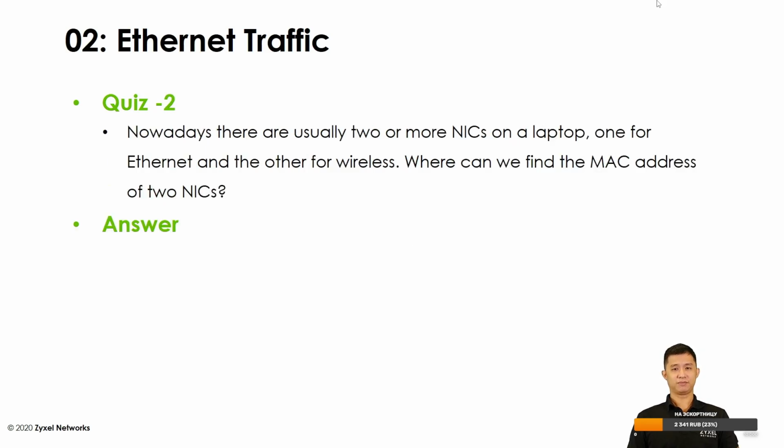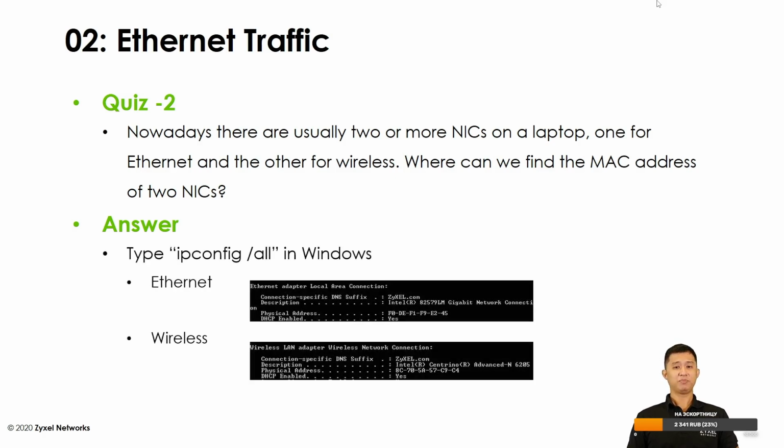Here's another question. Nowadays, there are usually 2 or more NICs on a laptop, one for Ethernet and the other for wireless. Where can we find the MAC address of these two NICs? We can type the command ipconfig /all on our Windows operating system or laptop. Then we can figure out the two network adapters with their corresponding hardware addresses.